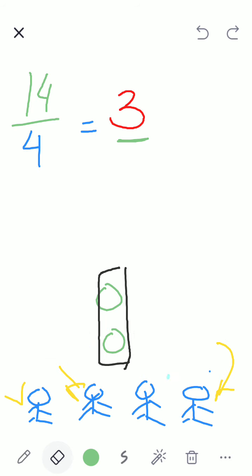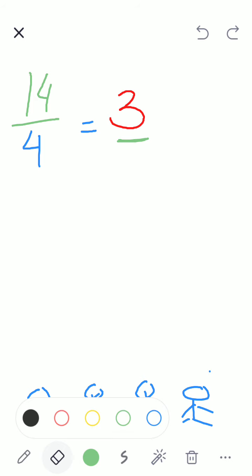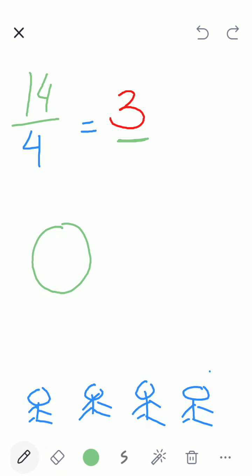Now I have to divide these 2 fruits amongst these 4 children. Children, please mute. Now what do I do? So now I will make this big. I will make these 2 big fruits, and I want to divide this among 4 children. What will I do?